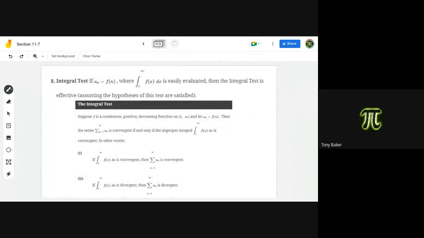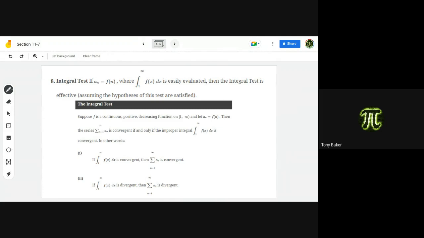And the last one, the integral test. As long as the function that you're looking at, or the series or sequence, can easily be made into an integral, or can be easily integrated, the integral test will work, as long as it's continuous, positive, and decreasing.